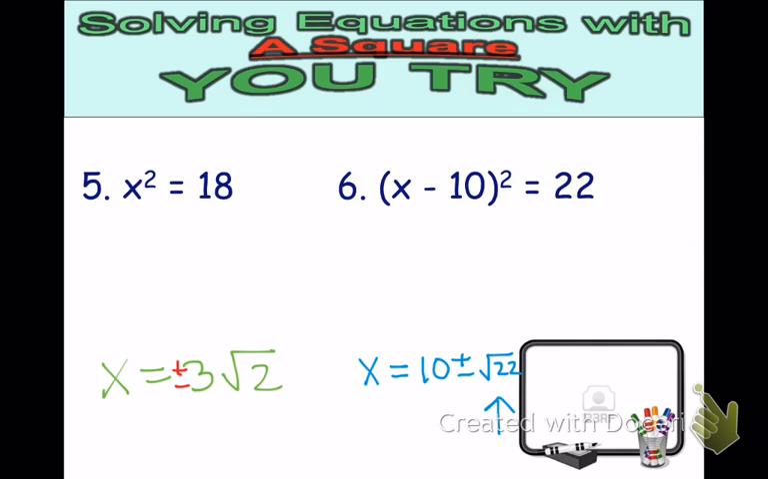All right, so go ahead and start the practice on the next page and do the error analysis at the bottom of the page.